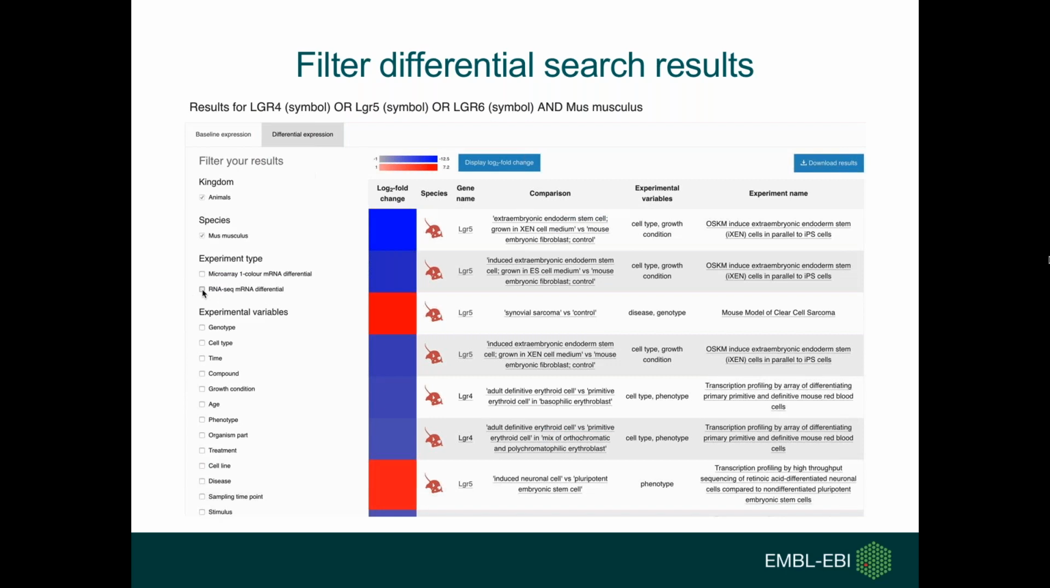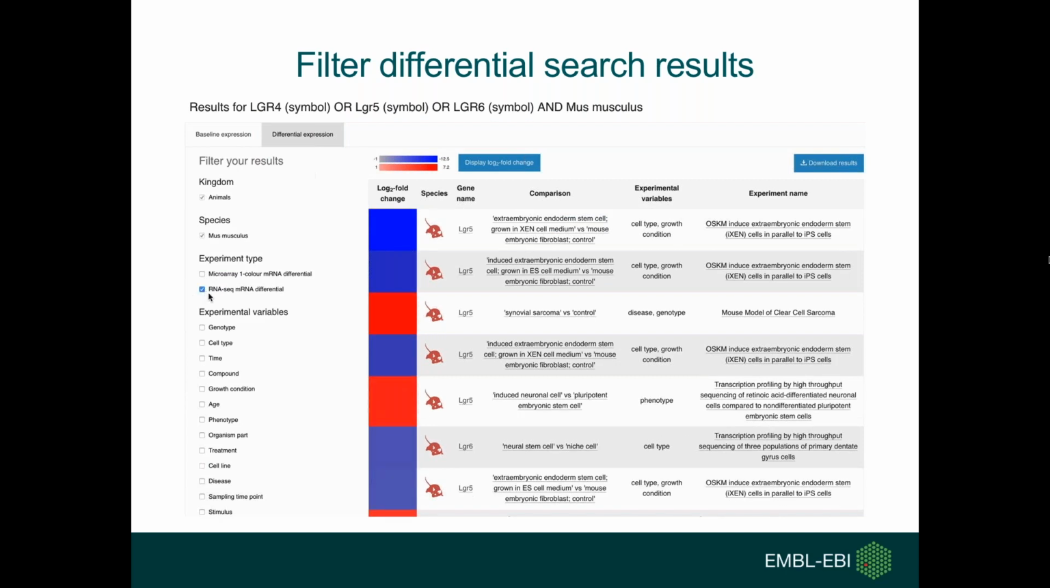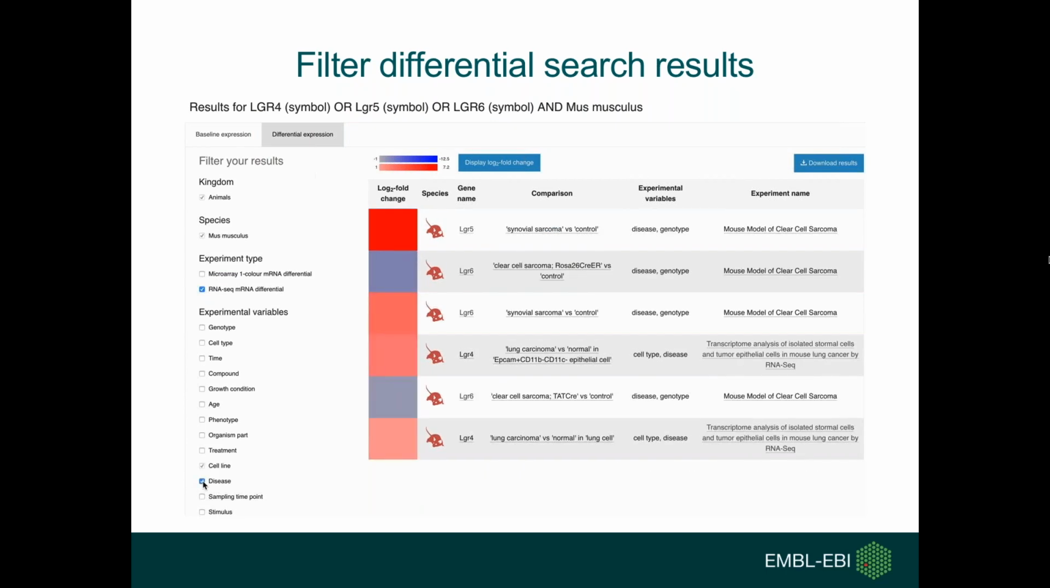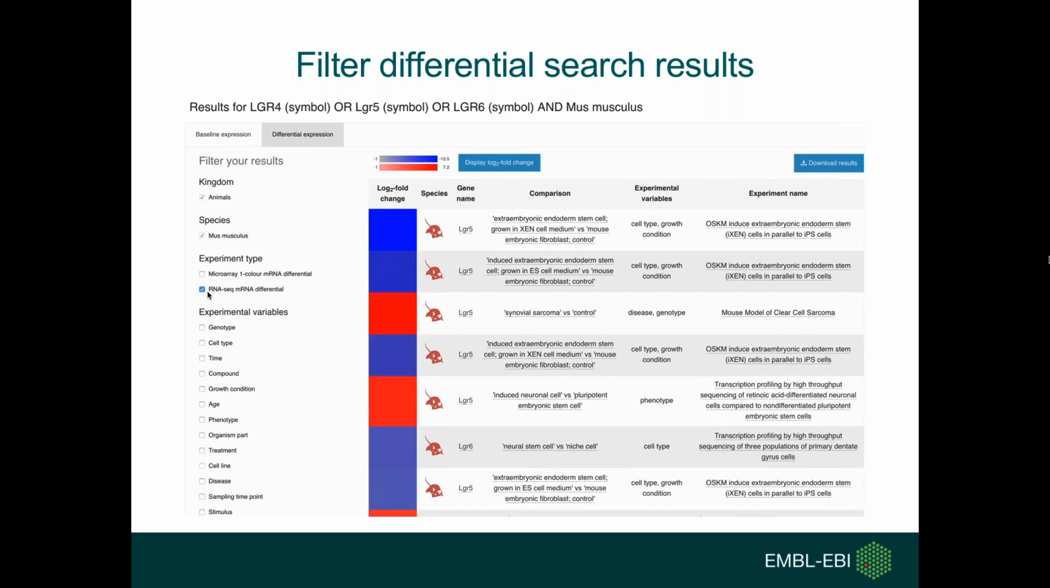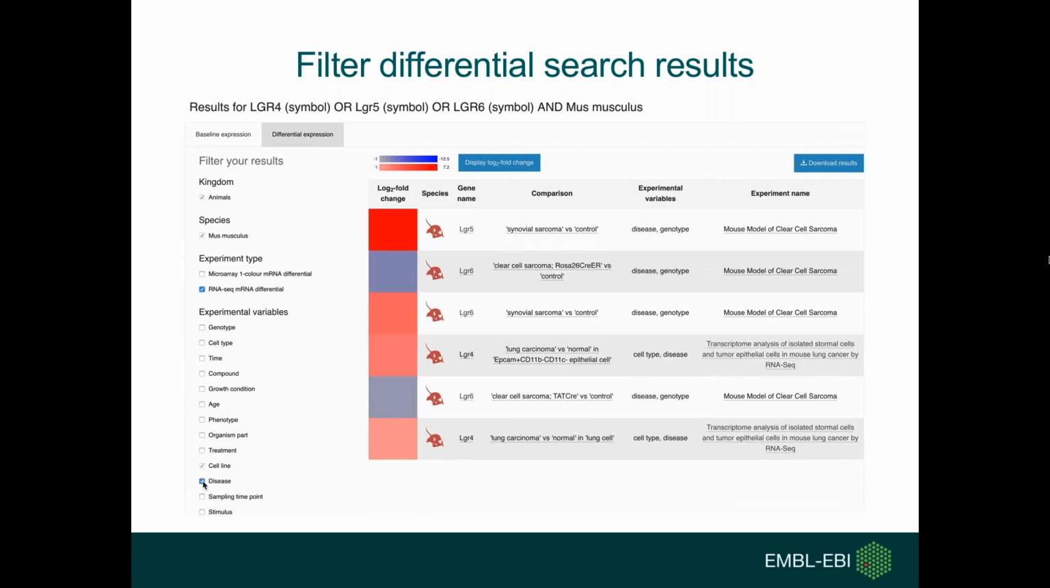So if you want to narrow down the search results, if you haven't found exactly what you've been looking for yet, you can use the filters on the left-hand panel. Here you can specify a few things. For example, you can choose to only show results from microRNA experiments, or only from RNA-seq experiments, or both.